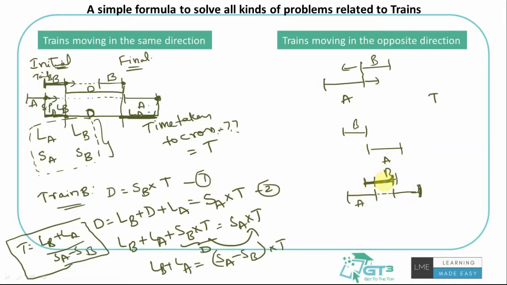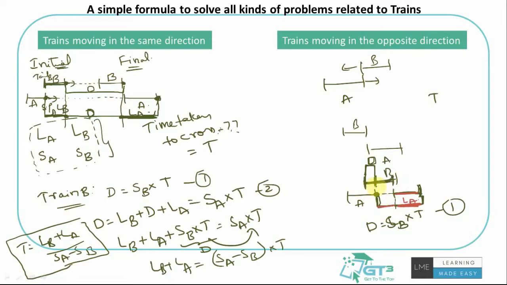So again, what distance did B move from here? The starting point, it came here. So this is basically D, right? So D is SB, speed of train B into time T. This is the first equation I've derived. So now let me figure out how much distance A would have traveled. A, starting from here, went till this distance. Let me maybe use a different color. This distance is matching with this, that's the length of train A. So this is LA, this is clear. Now I need to find out this distance, which is not pretty clear for me.